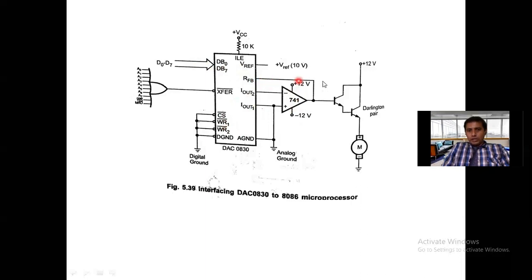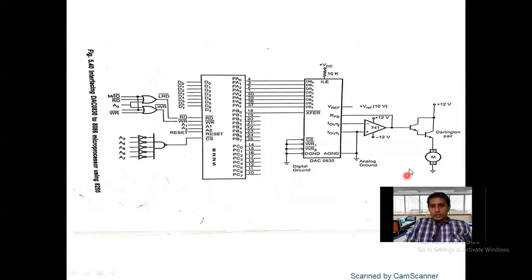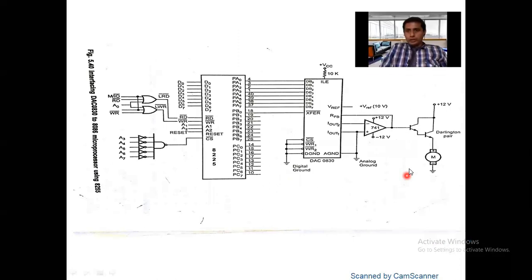Okay, now here RFB is connected as a shunt feedback resistance path. VREF is the expected analog reference voltage. The output will be connected to the motor via the Darlington pair for improving the driving capacity. Okay, so this is the way of connecting 8086 with DAC 0830 without 8255. Let us see with 8255 how we are connecting. See the diagram once, we can understand the same diagram in an effective manner here.